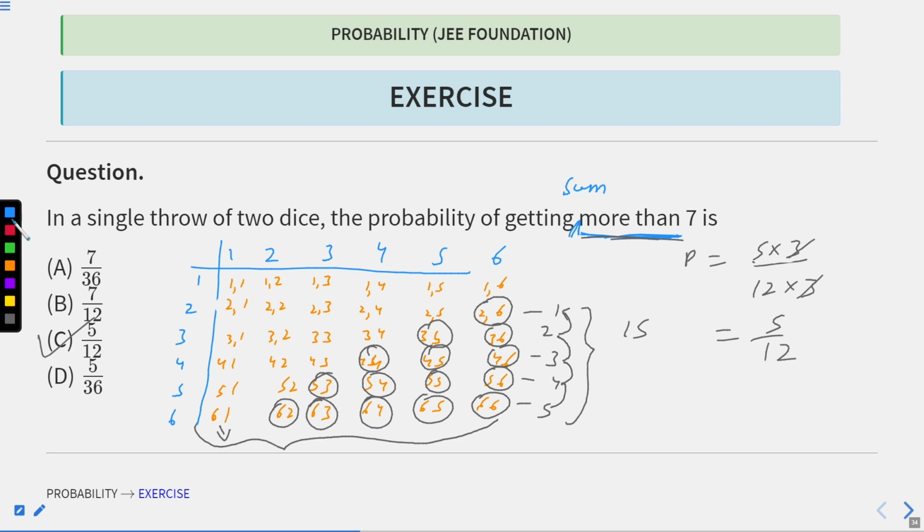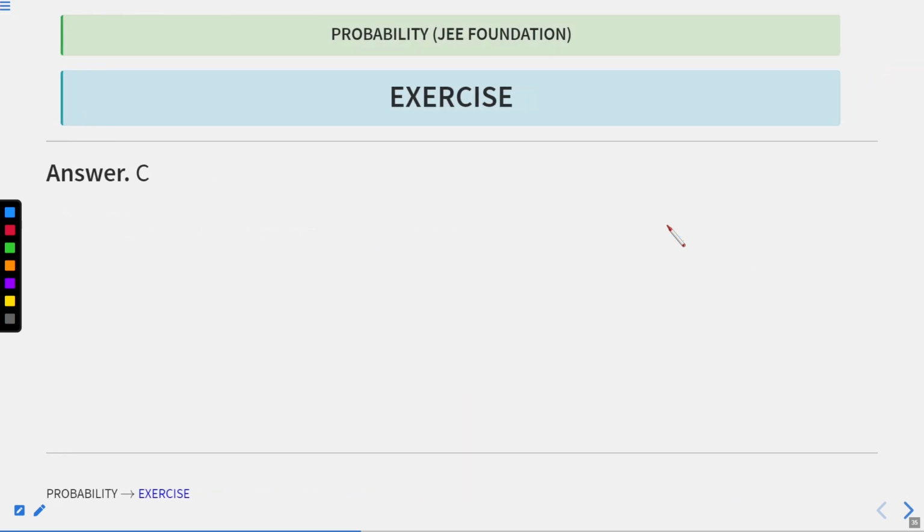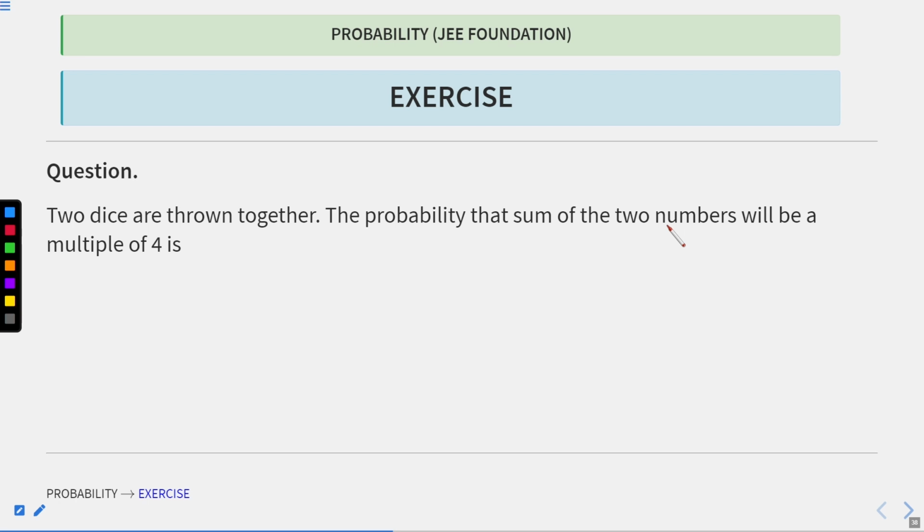So please make note that we are talking about the sum more than 7. Okay, sum more than 7. So let's see. Yes, indeed our answer is correct. So let's move to next.